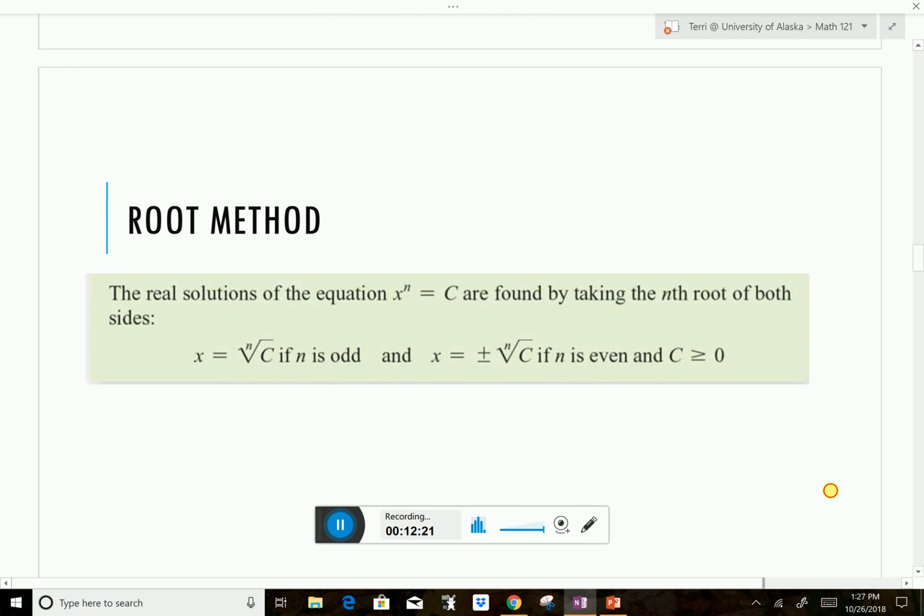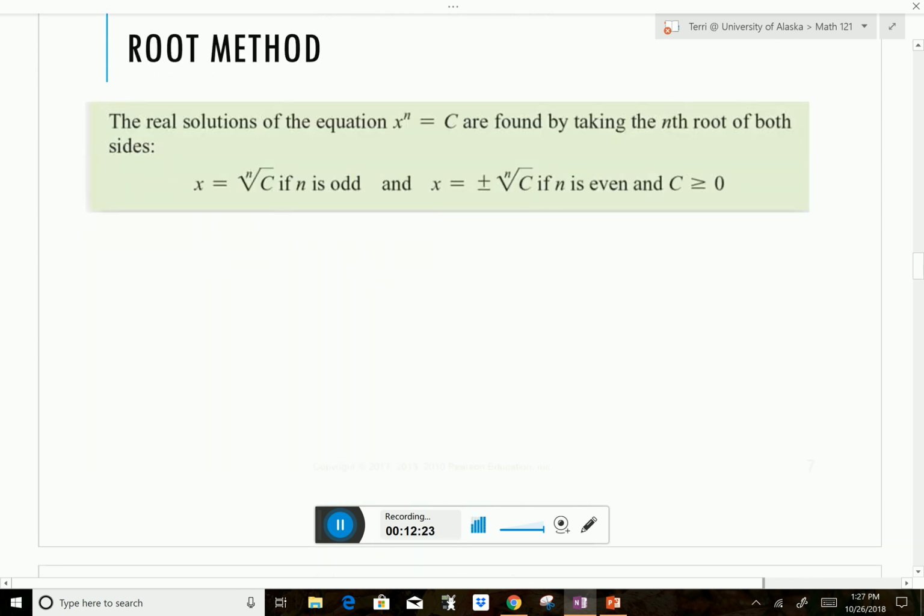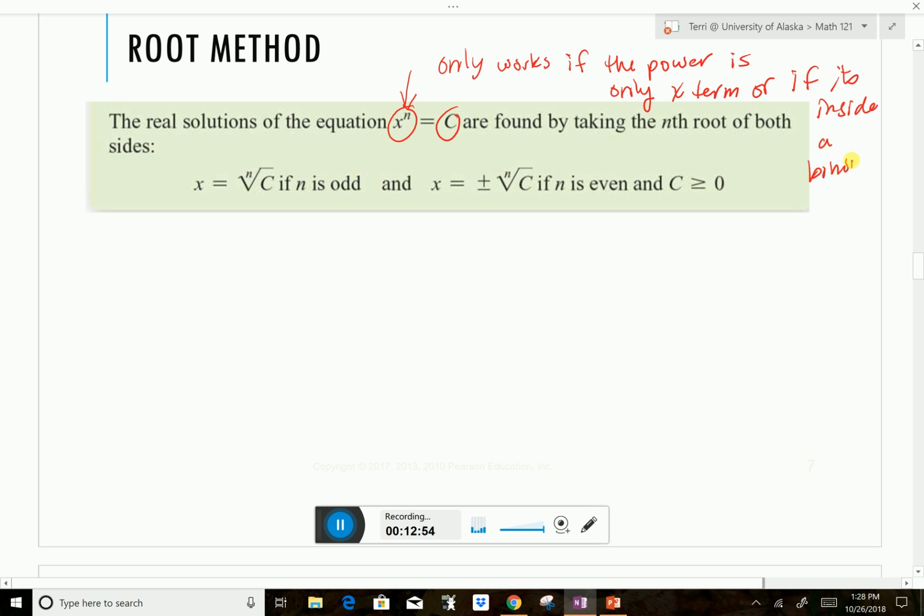So let's talk about the root method. Now we've done this before. We've done this with square roots before, but I can do this with any root. This only works if I can get only the x term, or a binomial, with the power.